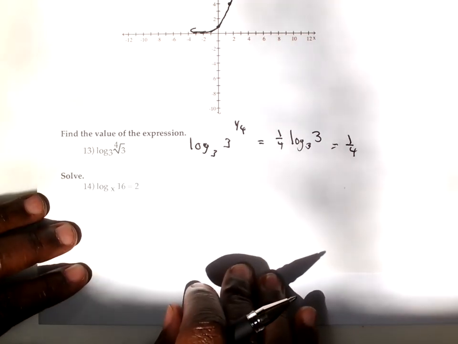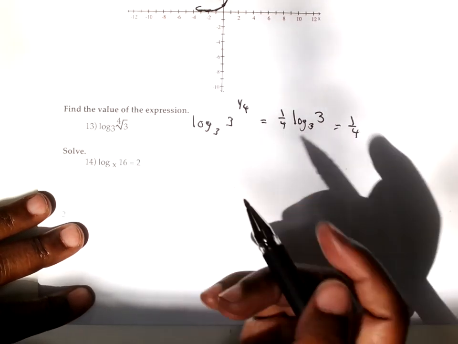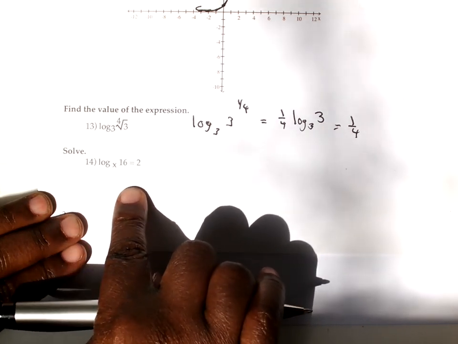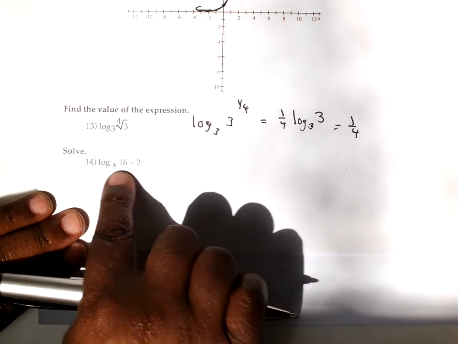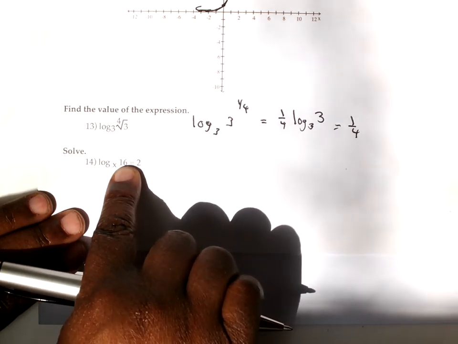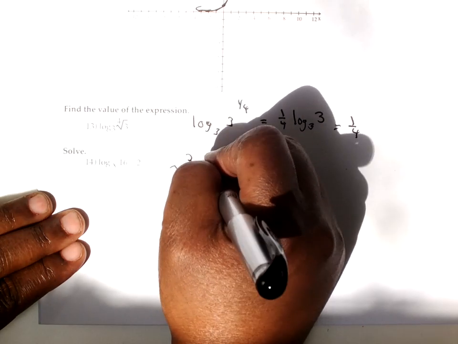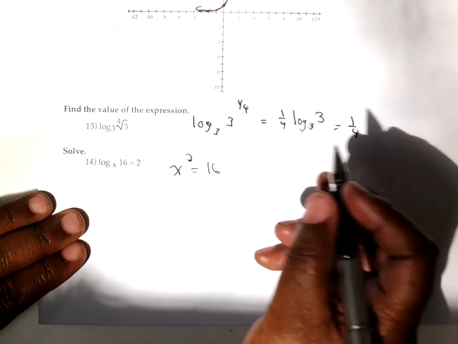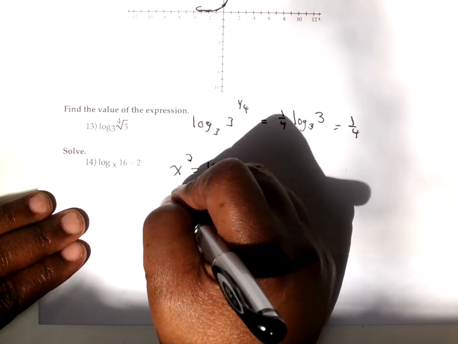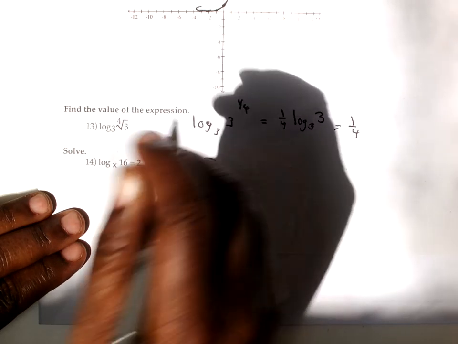Number 14, we're solving. So I have log base x of 16 is equal to 2. So I need to do a rewrite and write this as an exponential instead of a logarithm. So this is the base. This is always the exponent, and then this is called the argument. That's what it equals. So when I do the rewrite, it's x to the 2nd power is equal to 16. So if x squared is equal to 16, I'm just taking the square root of it, and I get x is 4.